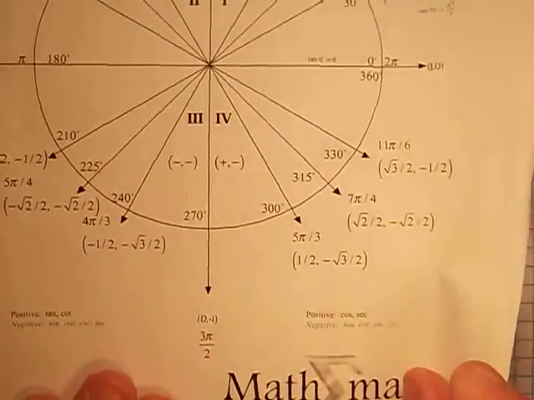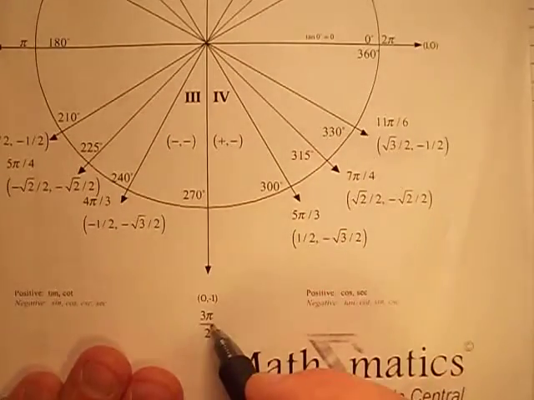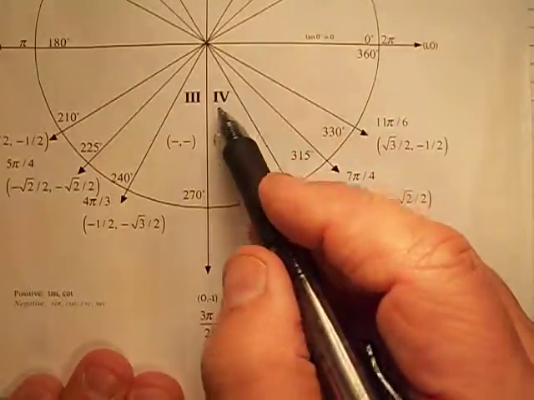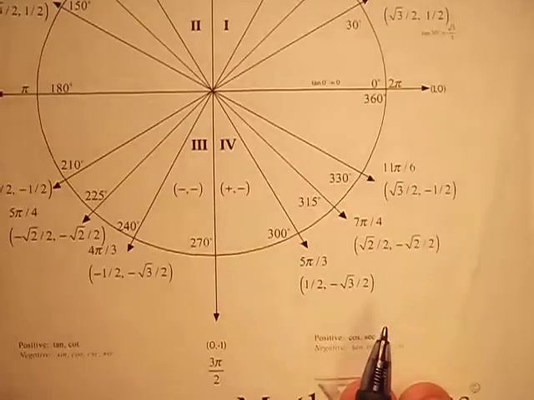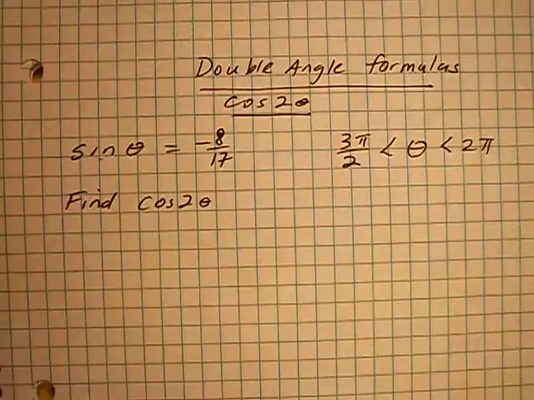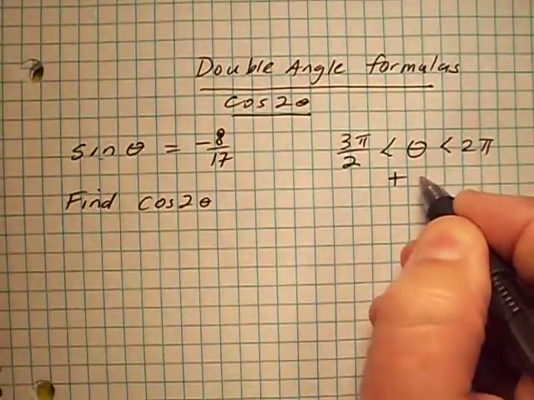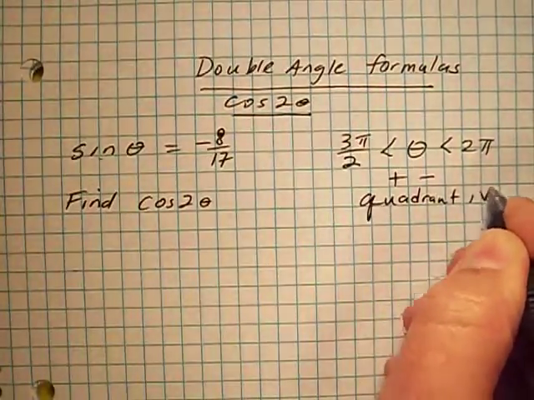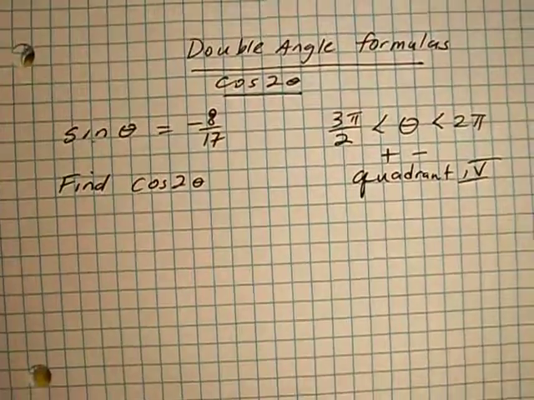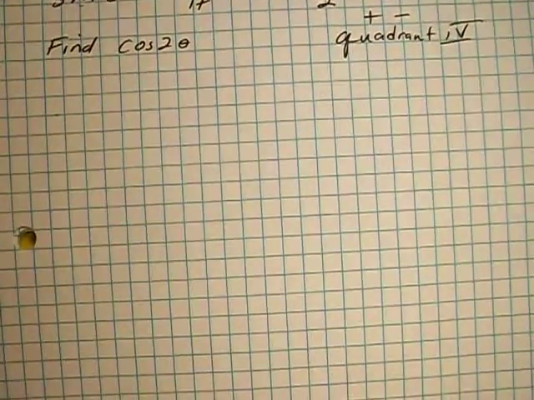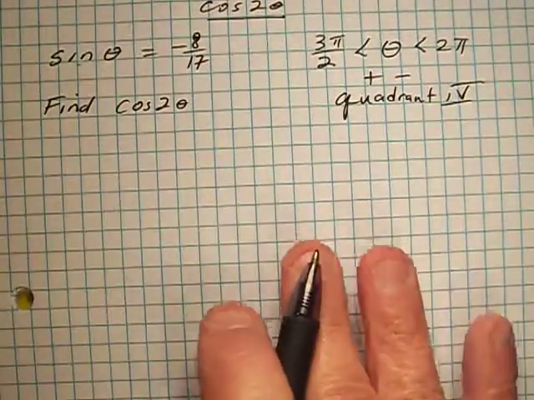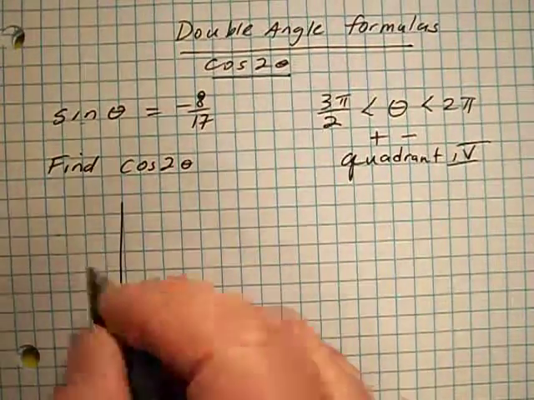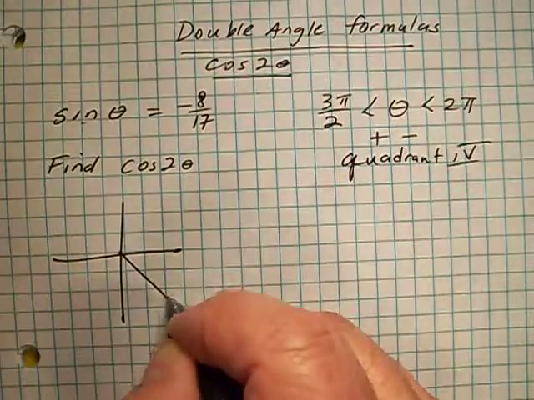We see 3 pi over 2 and 2 pi, so we know that our theta is going to be in quadrant 4. The first thing we want to do is draw our reference angle. So let's do that, in quadrant 4.